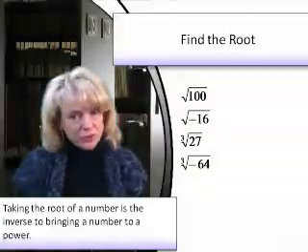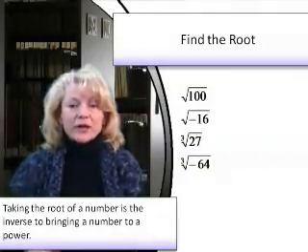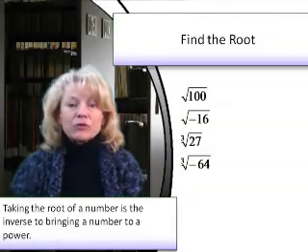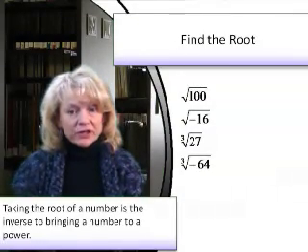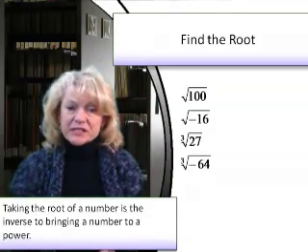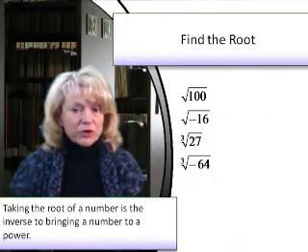If we are square rooting, we are looking for one of two same numbers that multiply for the radicand. And the radicand is the number under the radical. With cube root, you're looking for one of three same numbers that multiply for the radicand.